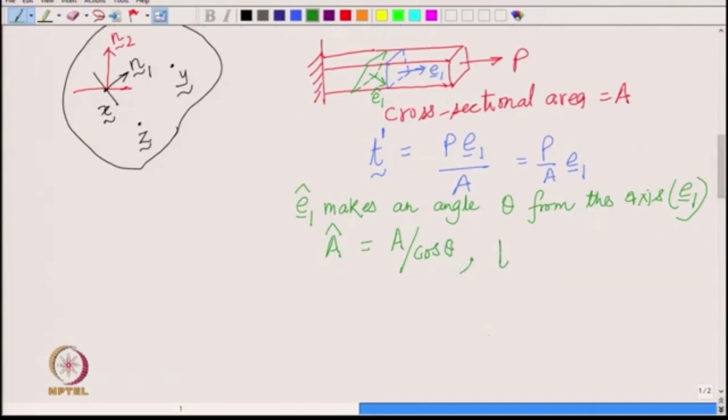So, then what is the traction T1 hat? That is going to be equal to the total force, which is P E1, divided by the area, which in this case is A upon cos theta. So, this becomes P cos theta by A into E1, all right. You can see here the tractions on two different planes are different.